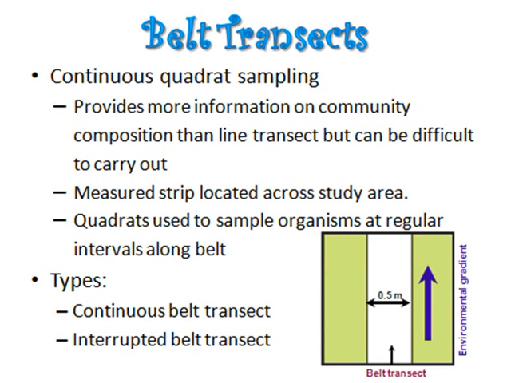A belt transect is where you're basically taking a set of quadrats, but you're taking them all in a row. So that's why it's called continuous quadrat sampling. You can get more information than on a line transect because you are actually looking at a wider area, but it's harder to carry out a belt transect. You're going to be looking at a lot more data. So you measure a strip across the study area, and then you use quadrats to sample at regular intervals along the belt. We're going to look at a couple of different types of belt transects on the next slide.